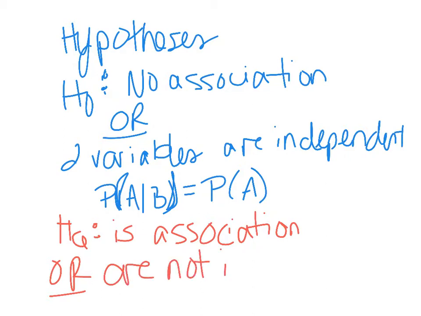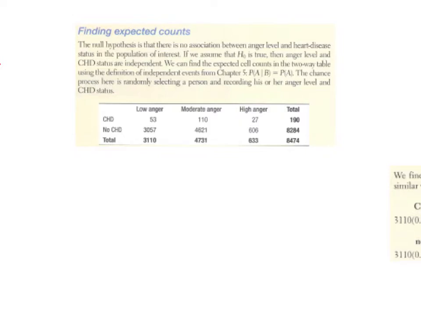So I would not say that they are dependent. I would just go ahead and say that they are not independent. After that, we're going to have to go ahead and be able to find our expecteds. And so let's take a look at how we're going to do that.